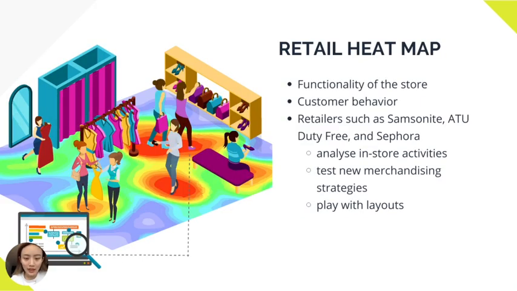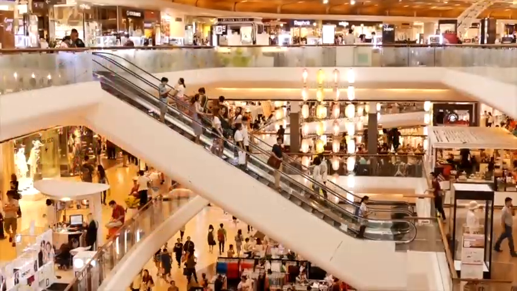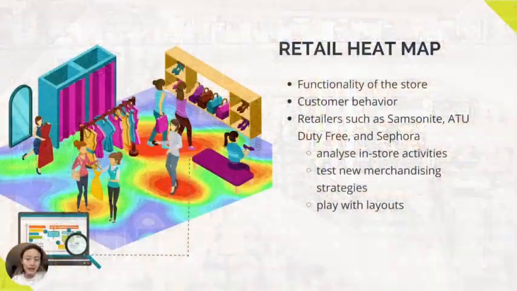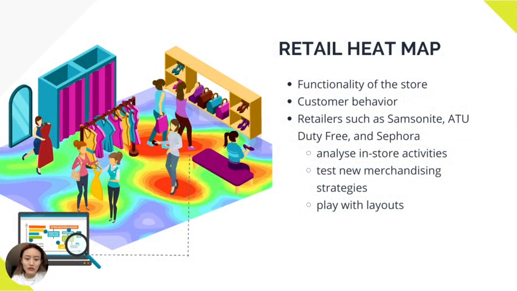Retail heatmap technology can help retailers to monitor the functionality of the store and thus observe their customers' behavior. Many retailers such as Samsonite, ATU Duty Free, and Sephora have already used this kind of technology to analyze in-store activities, play with layouts, and test new merchandising strategies.